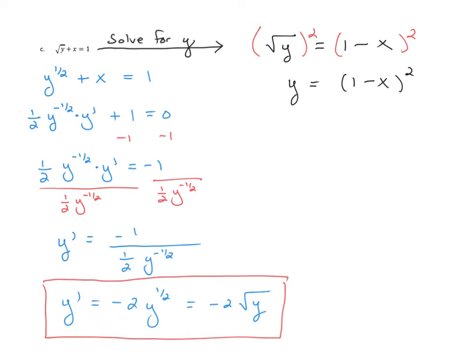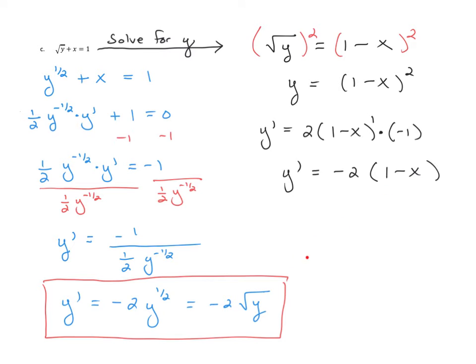Okay, if I now take the derivative of this thing, I get y prime is equal to, on the other side I have to use the chain rule, that's 2 times (1 minus x) to the first times negative 1, and that's it. Probably not the best way to write it, so I'll put y prime is equal to negative 2 times (1 minus x), and I'll just leave off that exponent of 1.